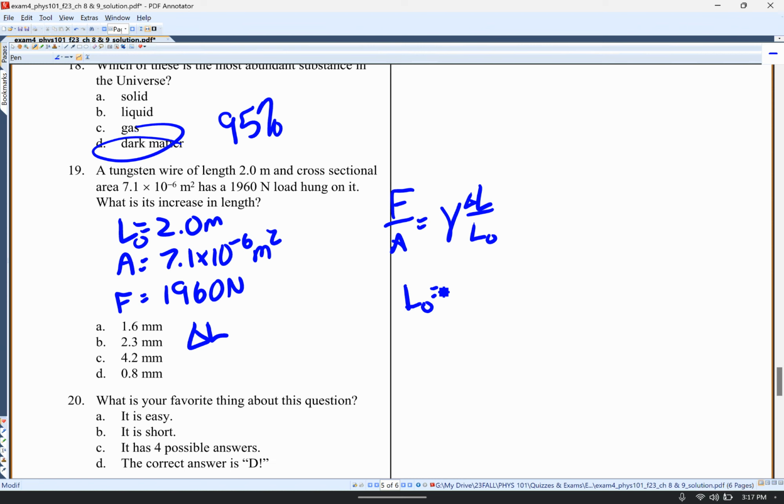You have to look up this Young's modulus in your table. I don't have that right now, but just look it up on your table. It's on your equation sheet. And I get this in meters, which the answer is in millimeters. And then number 20, obviously the answer is D. All right, maybe a couple of changes between the actual exam and this video.